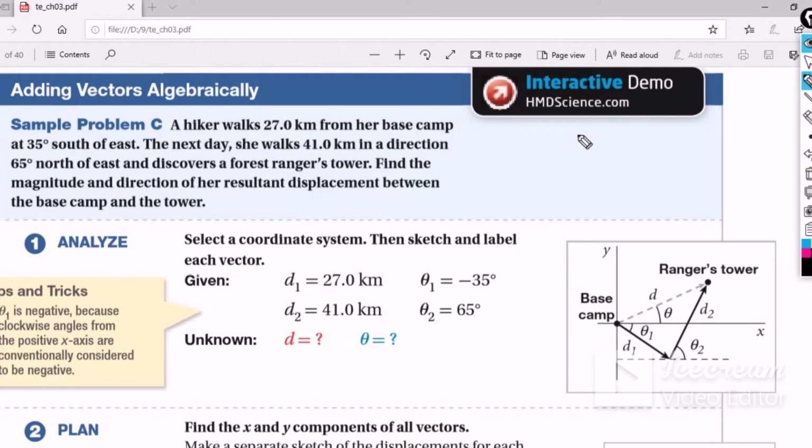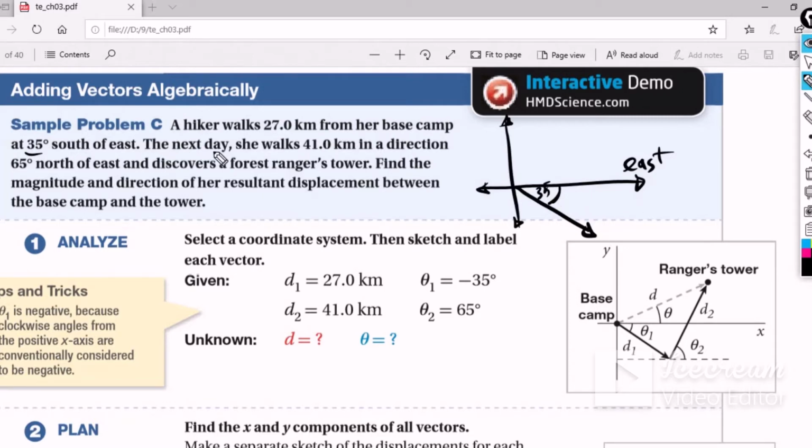In this problem, as you see here, a simple problem for adding vectors that are not perpendicular to each other, we have a hiker who walks 27 kilometers from the base camp at 35 degrees southeast. To draw the problem is the most important thing for all vector problems. That is the normal axis we have here, x and y, and of course this south and this east. He said 35 southeast, it means the 35 will be here, near the east. When he said southeast, it means south here and east.